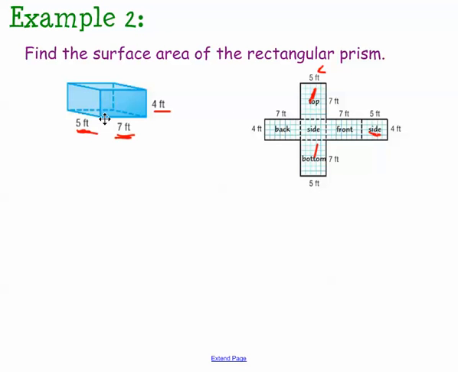My back and front, so here's my back. That's my 7 by 4. So that is my back, and this is the front. So I'm going to call that number 2. And then my sides is going to be, this is my 5.